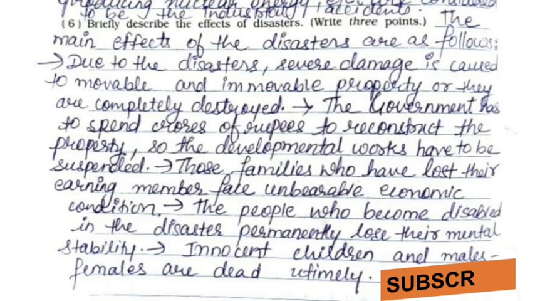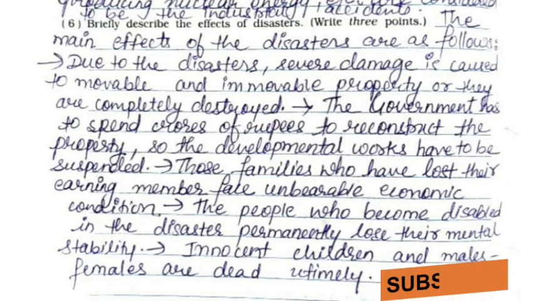Sixth one, briefly describe the effects of disasters. The main effects of the disasters are as follows. Due to the disasters, severe damage is caused to movable and immovable property, or they are completely destroyed. The government has to spend crores of rupees to reconstruct the property, so the developmental works have to be suspended.